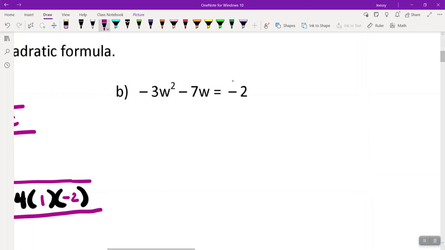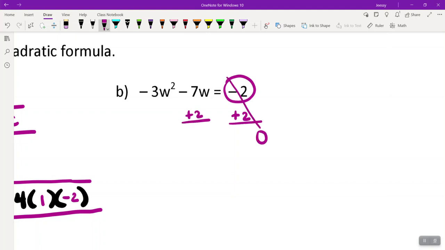So the first thing I notice is that this does not equal 0. So in order for it to equal 0, I need to add 2 on both sides. Okay, so now I have negative 3w squared minus 7w plus 2. Next, I grab my ABC.